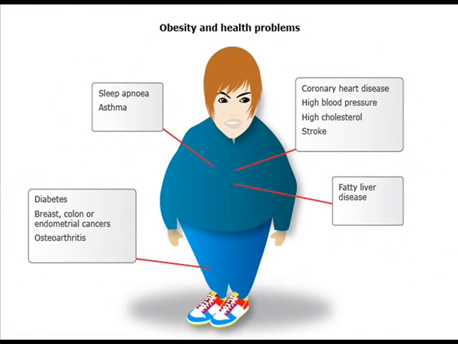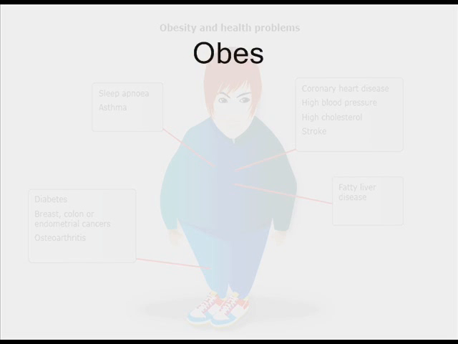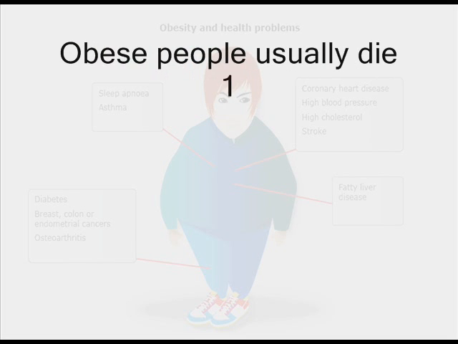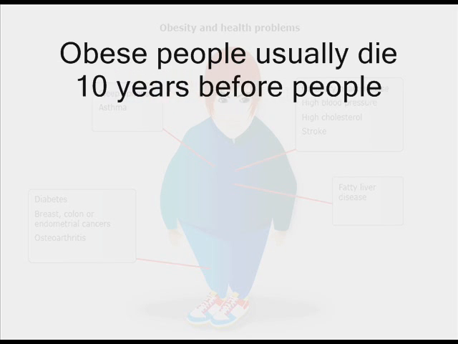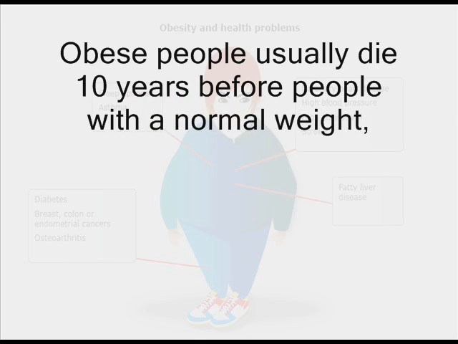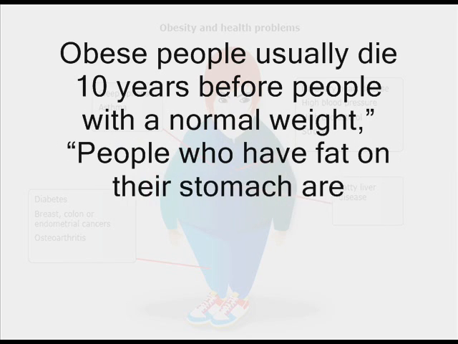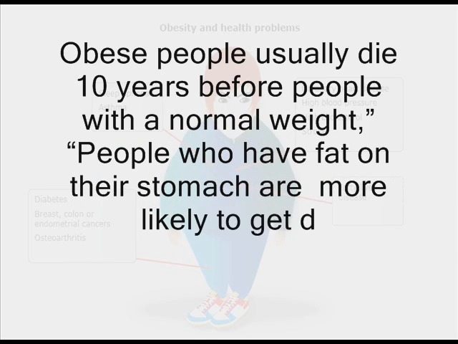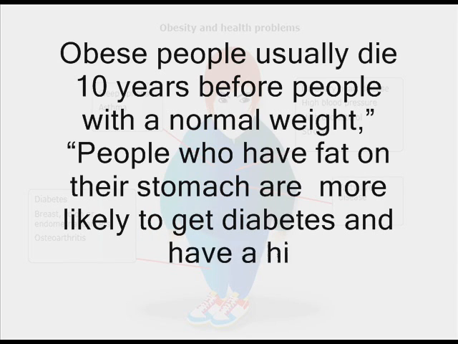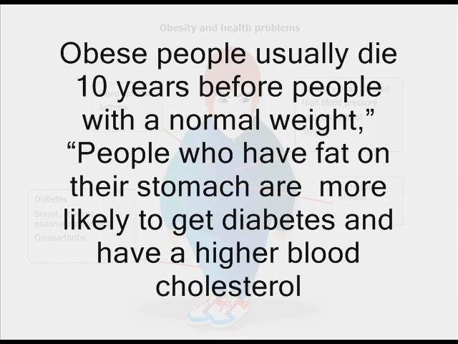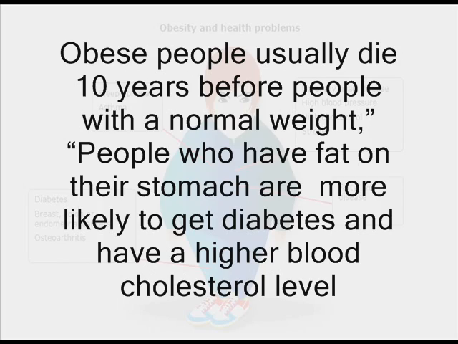Look here in the picture. You will see how many diseases are connected with obesity. You will see diabetes, some liver disease, coronary heart disease, high blood pressure, high cholesterol, stroke, and obese people usually die 10 years before normal people. People who have fat on their stomach are more likely to get diabetes and have higher blood cholesterol levels.